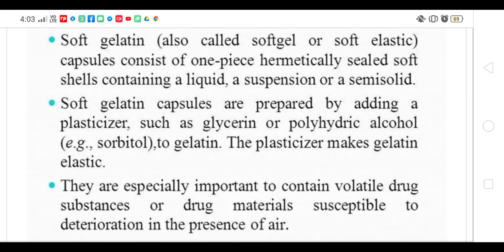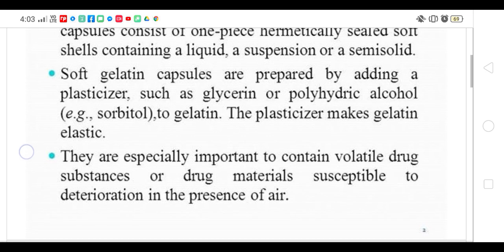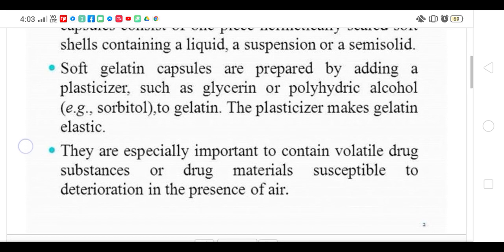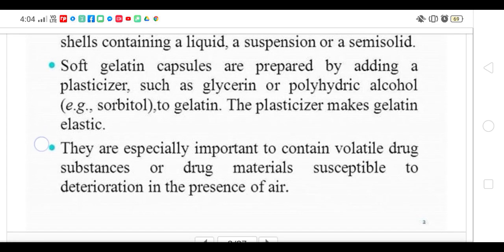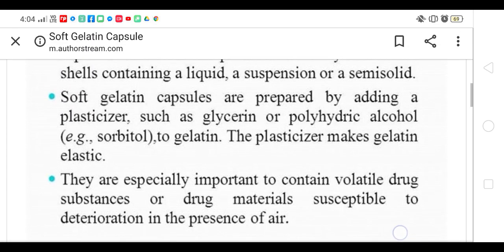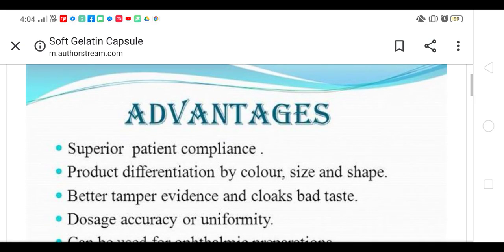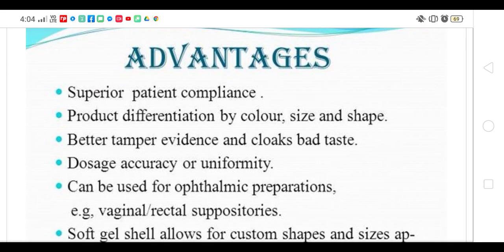And these soft gelatin capsules are prepared by use of gelatin. In that, we have to add plasticizers like glycerin or PVA sorbitol. These plasticizers will give elasticity to your product. And especially important, when the drug is volatile or drug material susceptible to deterioration in the presence of air, they are sealed in this type of capsules.